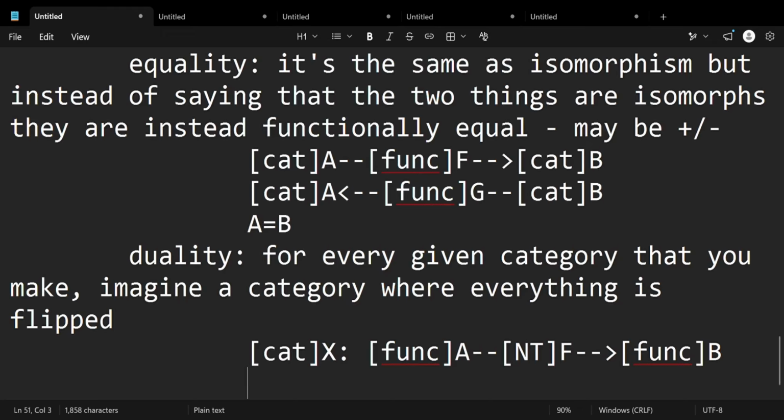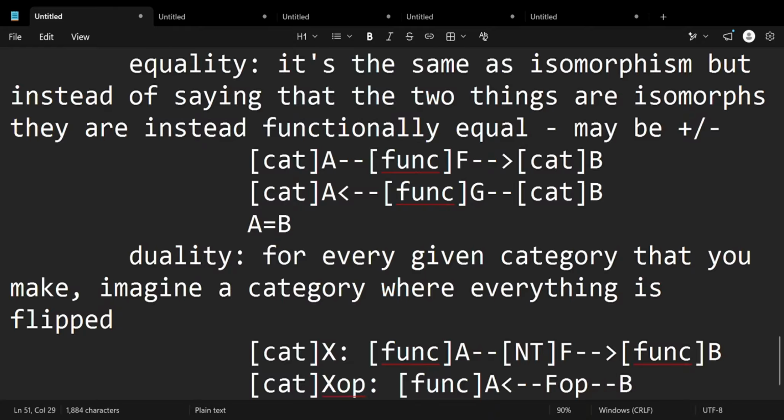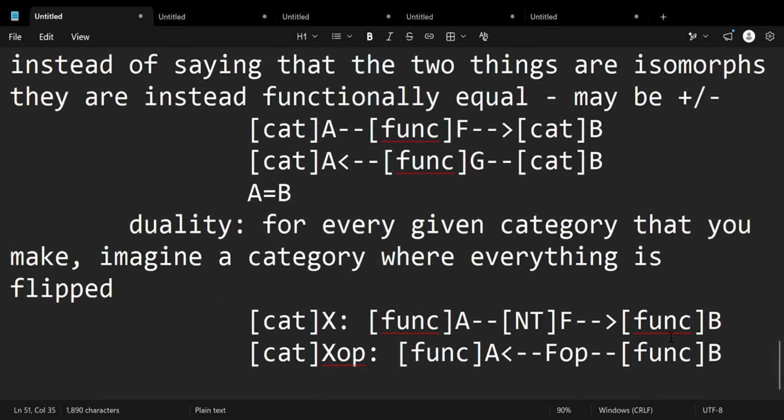According to duality, there must then exist a category X opposite where instead of F relating A to B, there is an F opposite. So it looks something like this. So now instead there is an F opposite that relates B back to A. So it's literally just you flip it. Okay? And that's pretty much it for today's lesson.